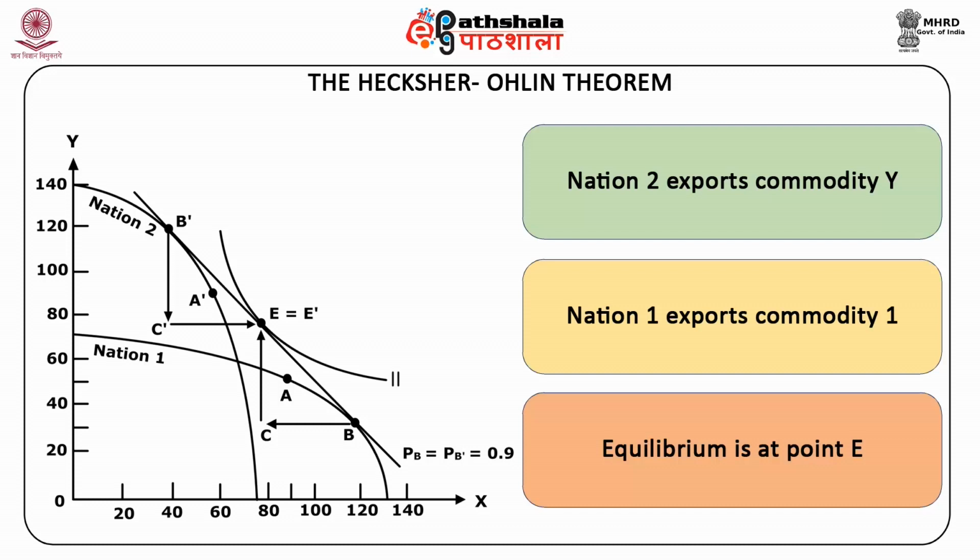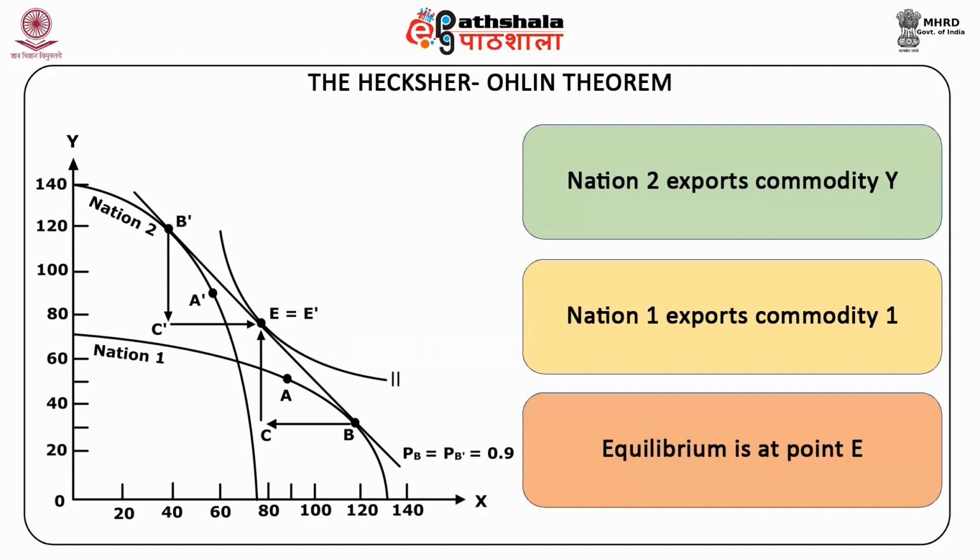Here we can see that nation 2's exports of commodity Y equal nation 1's imports of commodity Y, and nation 1's exports of commodity X equal nation 2's imports of commodity X. The two trade triangles BCE and B'C'E are equal. At point E, nation 2 has more of commodity X but less of commodity Y than it had at the previous point, but it still gains because point E is on a higher IC.